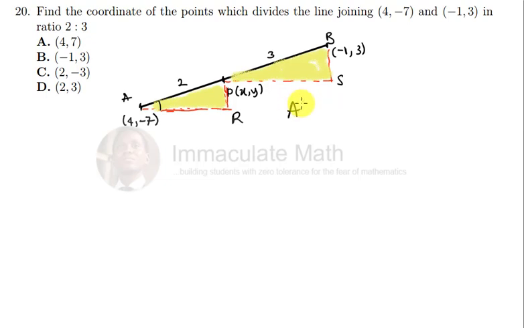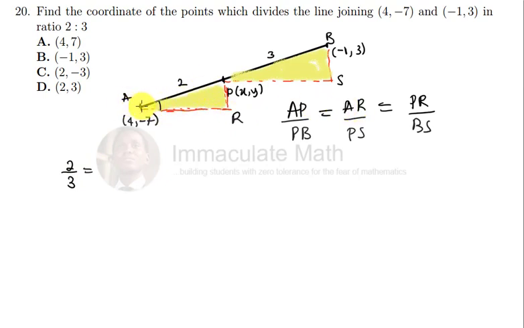AP towards line PB will be the same thing as the ratio of line AR towards line PS, and it will be the same thing as the ratio of line PR towards BS. So we have that. Now what is your line AP? Your line AP is 2, right? So we have line AP to be 2/3, which will be the same thing as line AR.